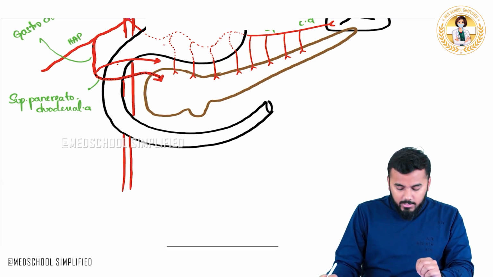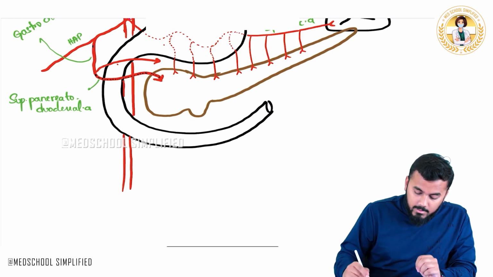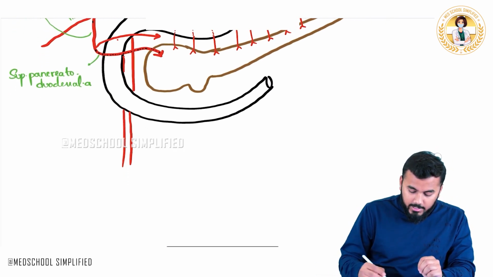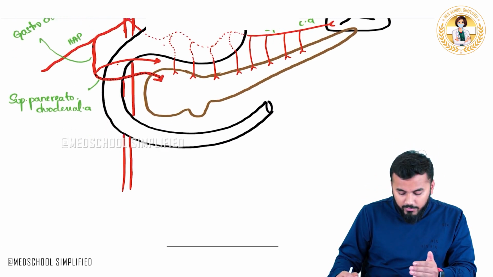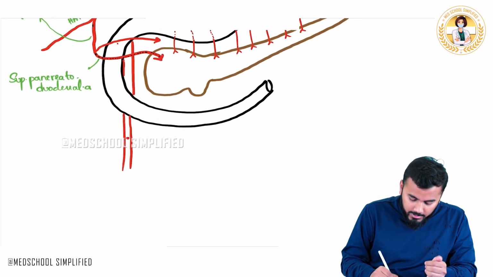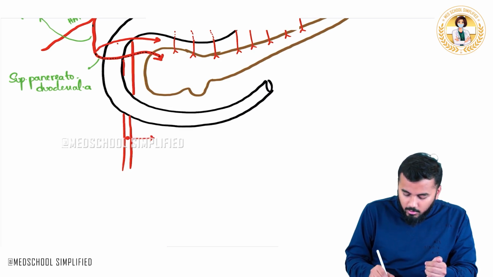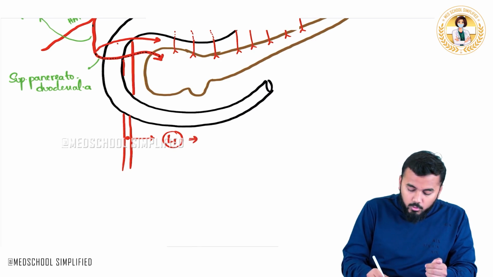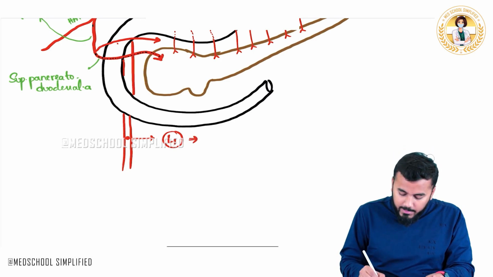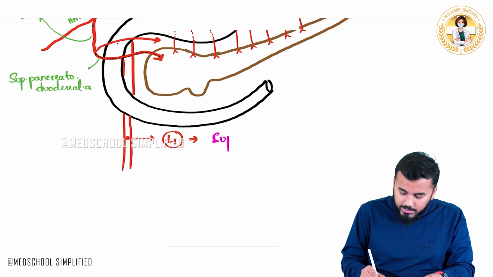Next important thing is that after T12, when you come a little bit down, this is the place called L1, okay. So from the L1 you have got an artery that is coming. This artery is called the superior mesenteric artery.